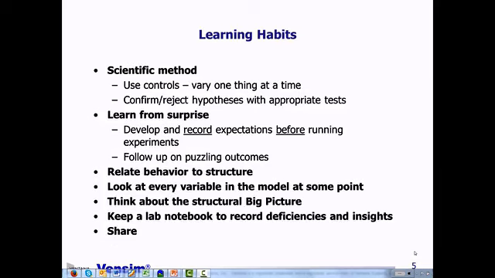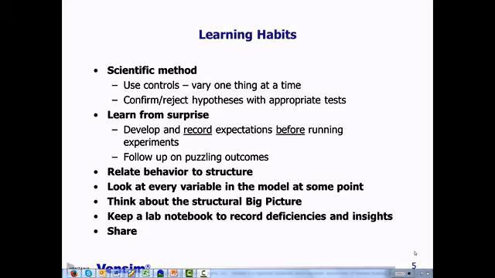While you're engaged in this process or in model building in general, there are some habits that will really help you. One is to just follow the scientific method, do controlled experiments on the model, change one thing at a time. There's a role for multivariate experiments as well, but often that's harder to interpret. So you don't want to fall into the trap of varying two things and then attributing the result to the wrong one of those two.